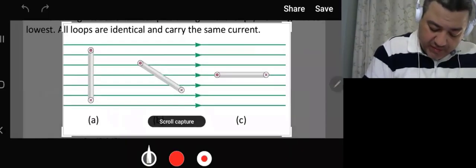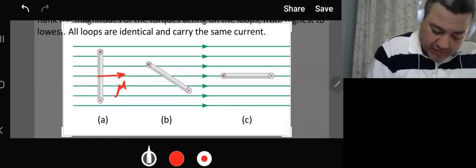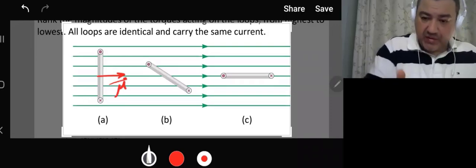The other one. So here the magnetic dipole moment is pointing this way. Here the magnetic dipole moment.